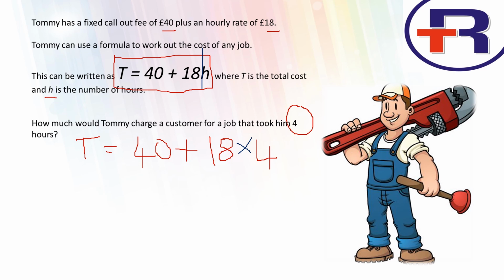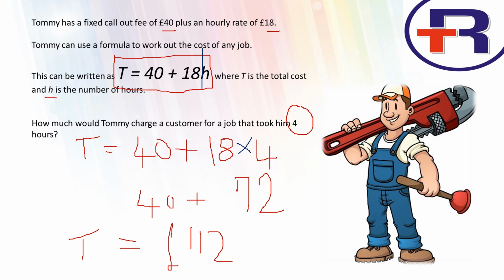We apply the BIDMAS rule because we've got 3 numbers and 2 operations. There are no brackets, there are no indices, there's no division, but there's a multiplication. 18 times 4. That's going to give us 72. 40 plus 72 is 112. T, the total, 112. In this case, 112. That's why it's important to use BIDMAS when you're working with formulas.